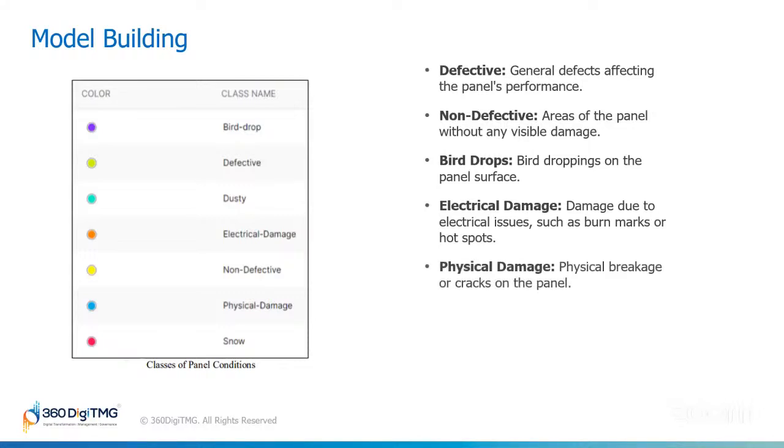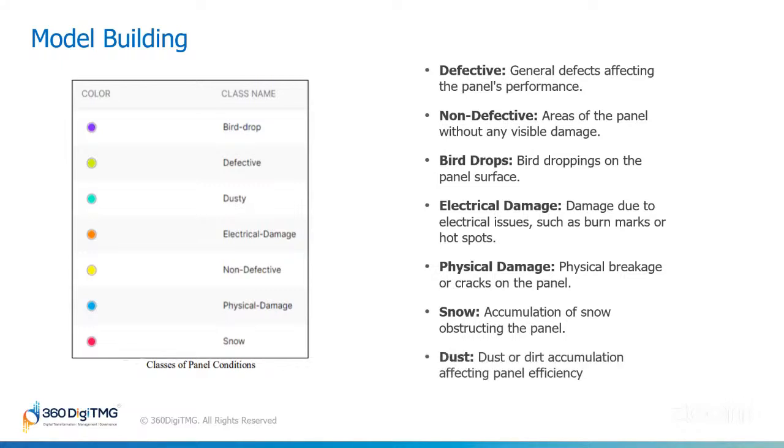Next we have the physical damage: the physical breakage like cracks in the panels comes under the physical damage. And the next one is snow: the accumulation of snow obstructing the panels. Whatever snow falls on the panel will reduce the performance of the solar panel. So these are the classes which we defined in our project. And the last one is dust: the dirt accumulation affecting the solar panel efficiency.